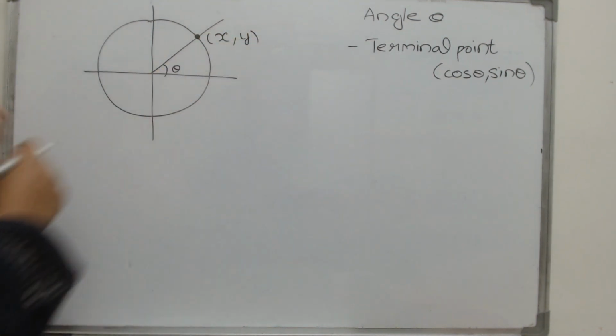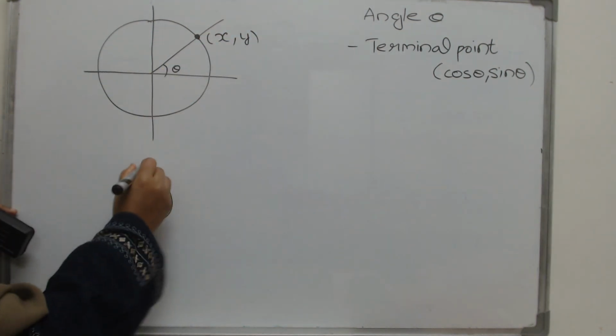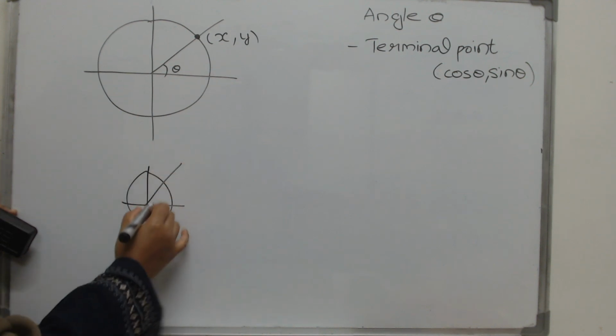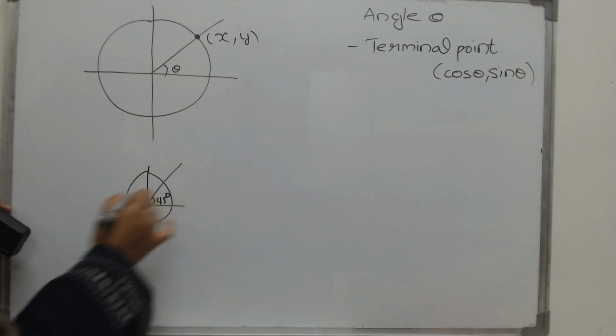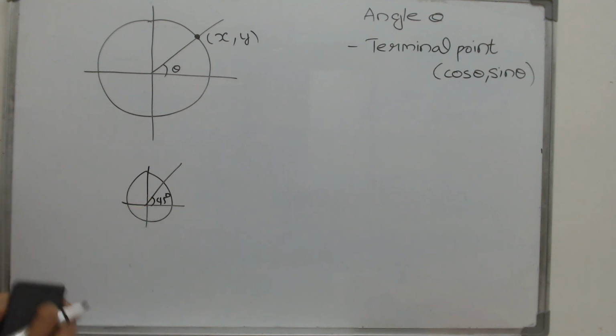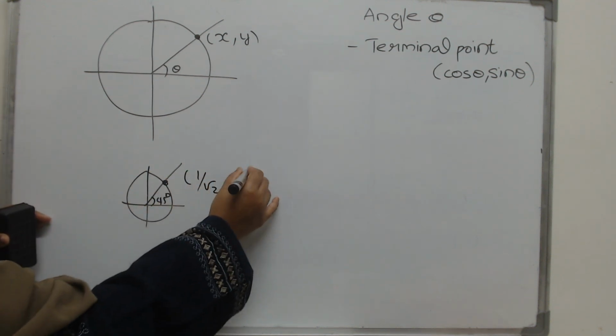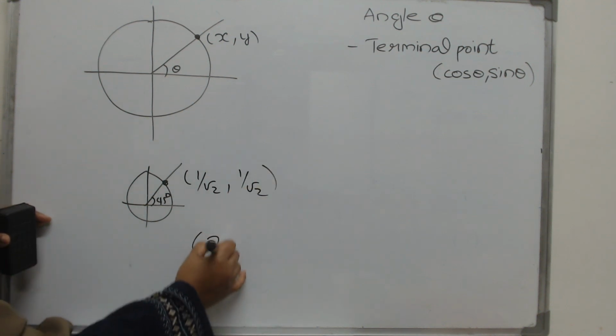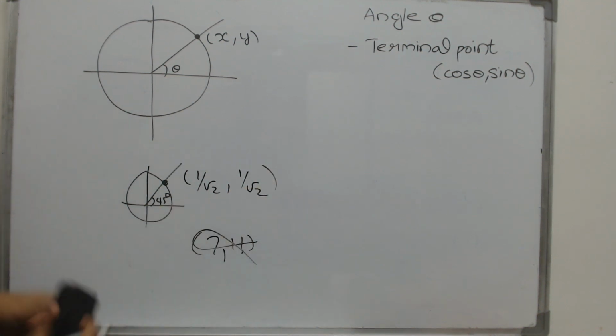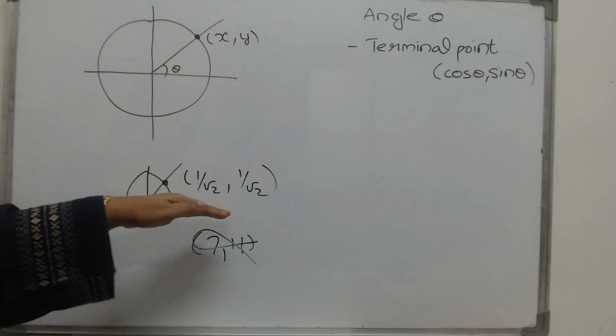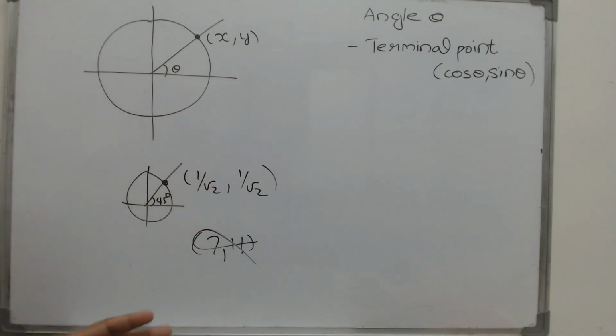Now, this is any (x, y), right? Or in other words, if you have such an angle, say 45 degrees, then this point has to be (1 by root 2, 1 by root 2). It cannot be a random (7, 11) or something like that. It has to be this. Why? It is a very simple proof.